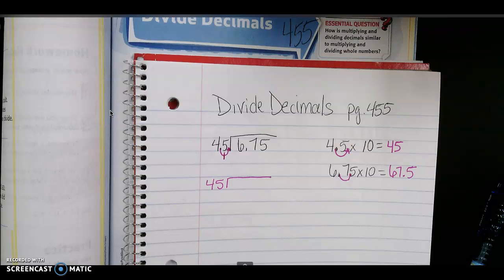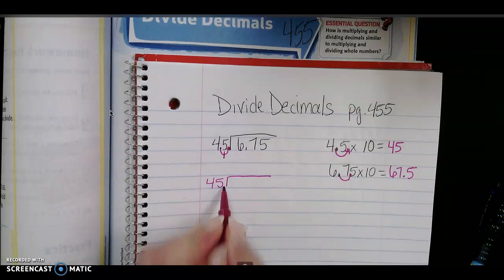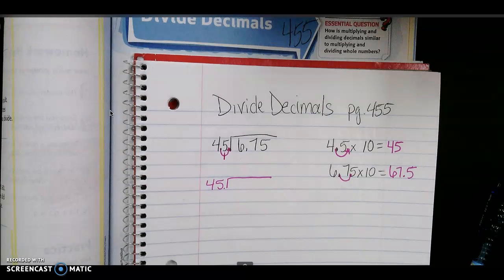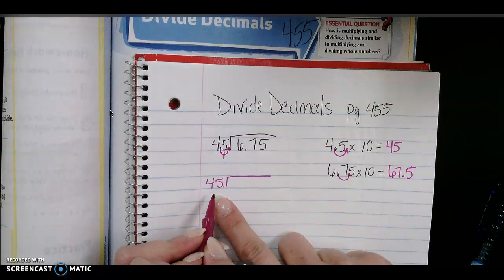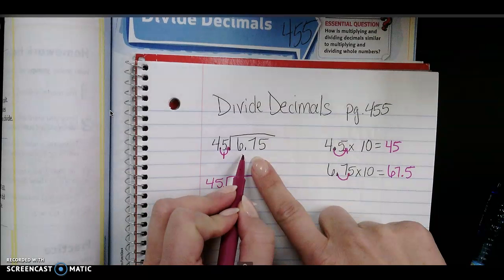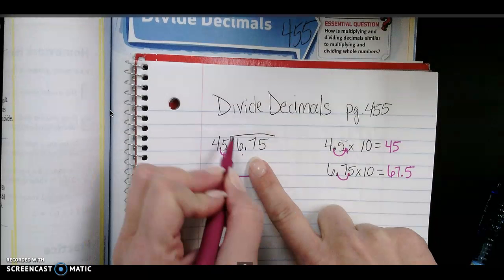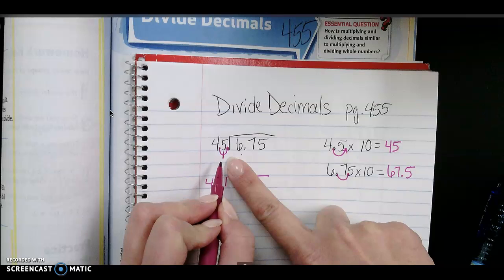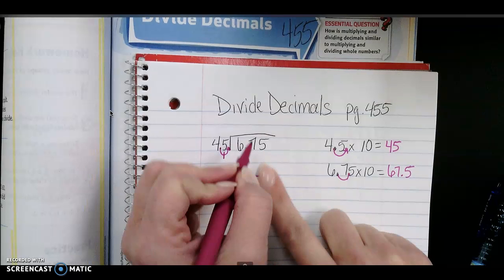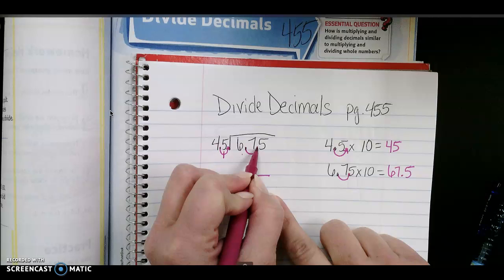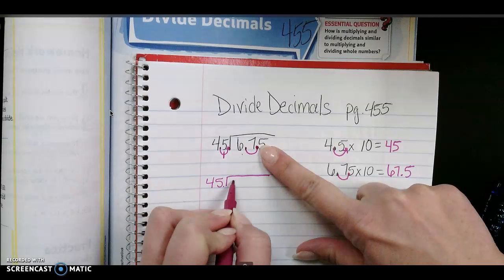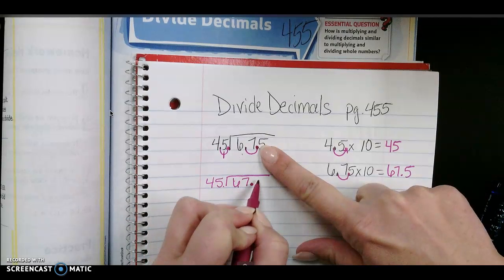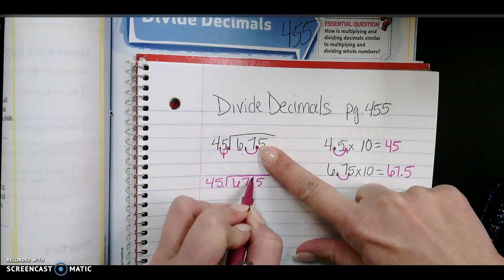Now it's right on the outside, but I don't have to write it when it's on the outside, because it's a whole number. Good question. If I move it in the divisor, then I also have to move it in the dividend, the same number of times. I moved it 1 time in the divisor, so now I'm going to move it 1 time in the dividend, and it gives me 67.5. Then I can move it straight up.